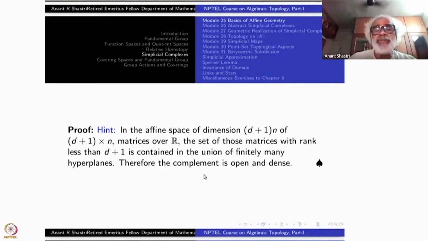Dense complement means what? For arbitrarily small epsilon, you can find points satisfying that. And once we are in the open set, you can find an epsilon such that all epsilon neighborhoods will be inside that open set. So that's the second part.